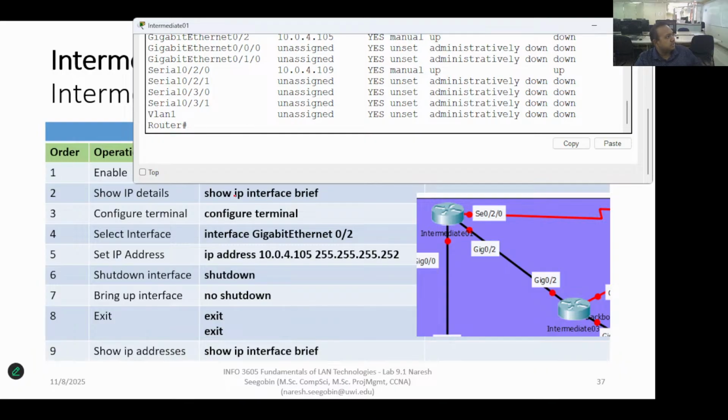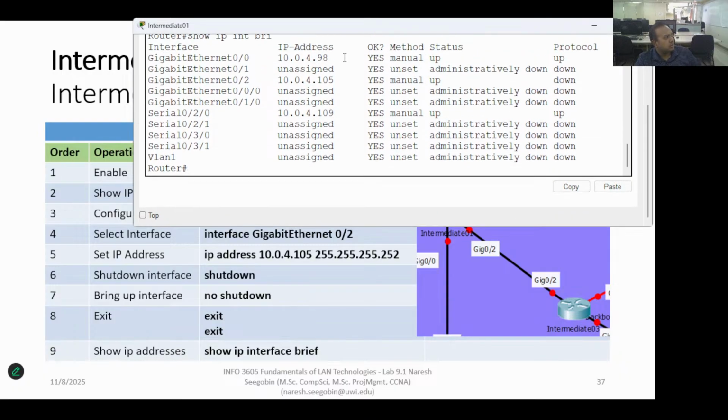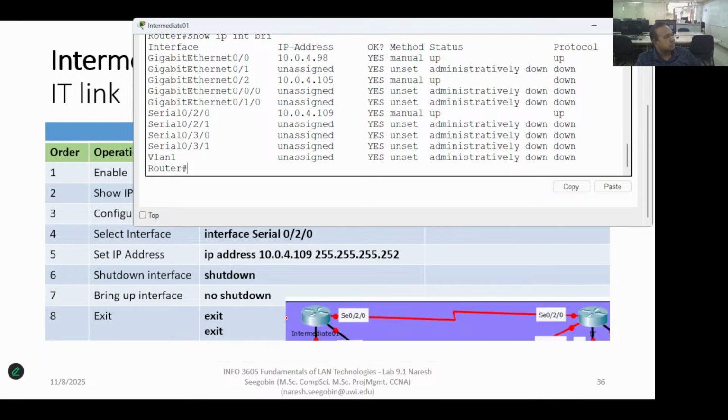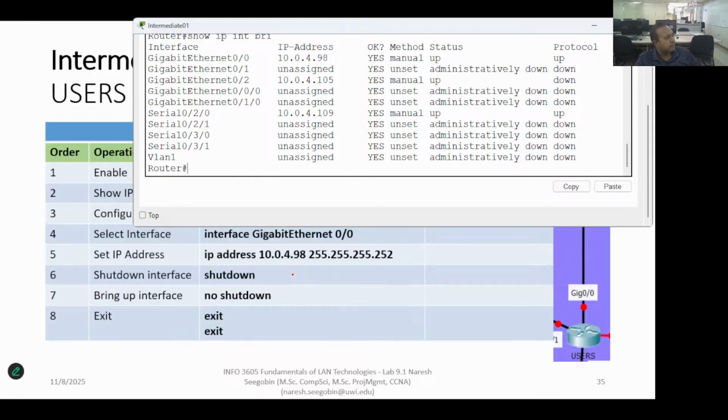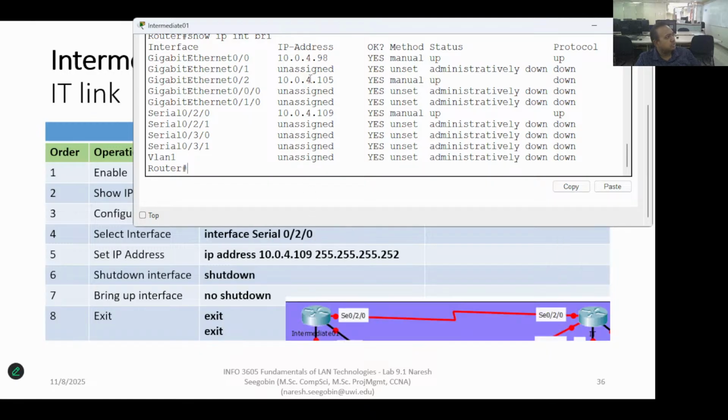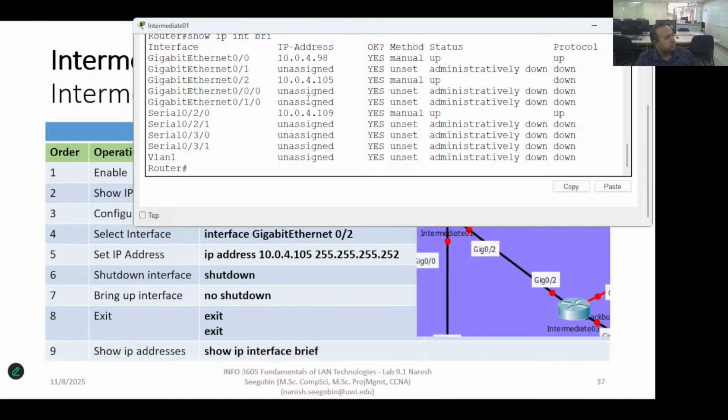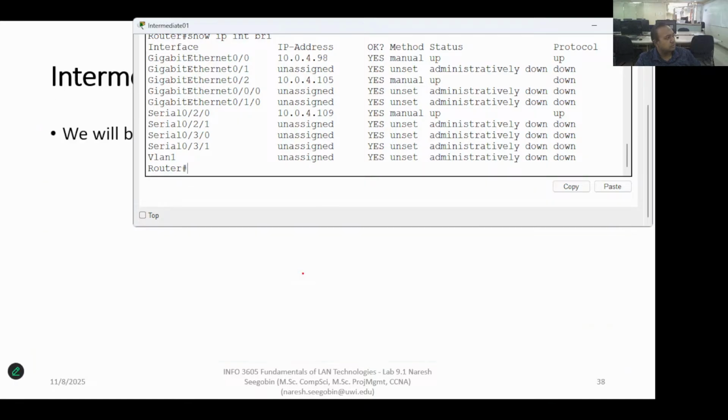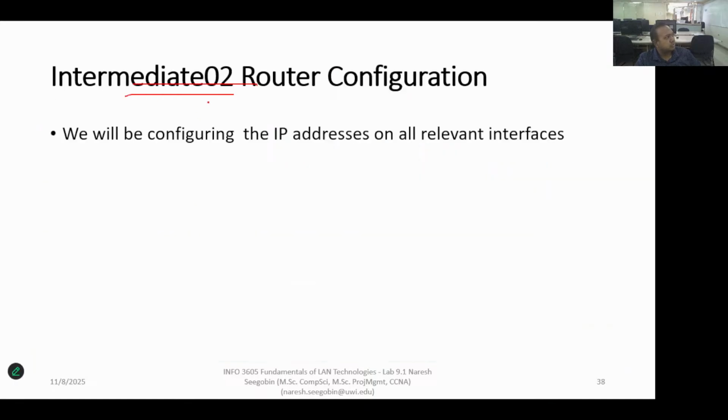Right, I just did this to demonstrate, to show if we're on the right track of what we're doing, right? So first up, gig 0/0 is 10.0.4.98, that's good. Gig 0/1, 10.0.4.109, yeah, that's good. Gig 0/2, 10.0.4.105, yeah, that's good. Right, now Intermediate 02.